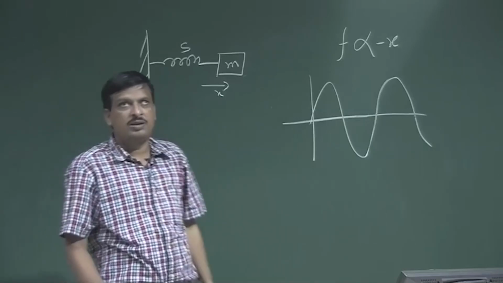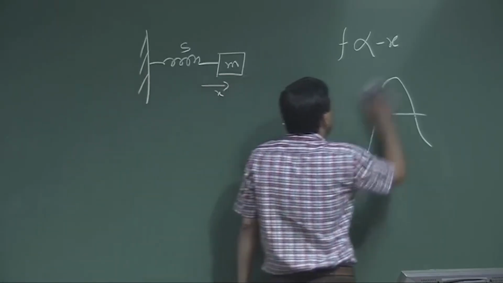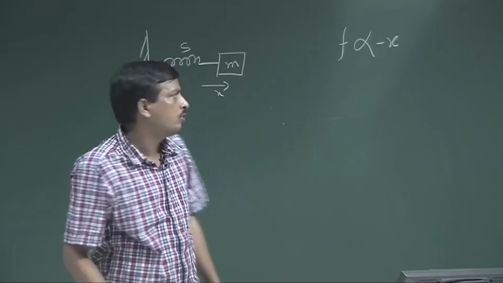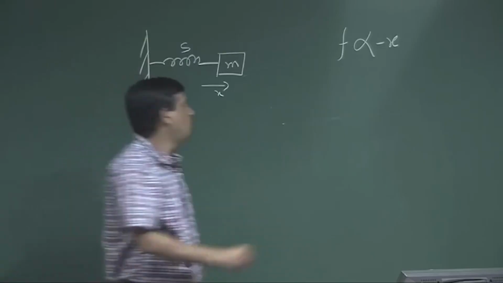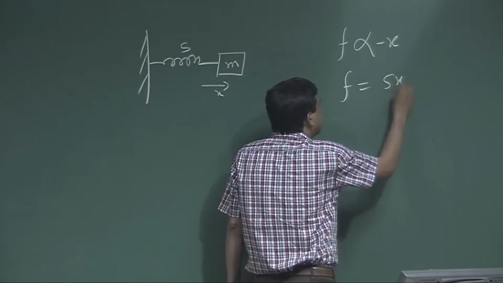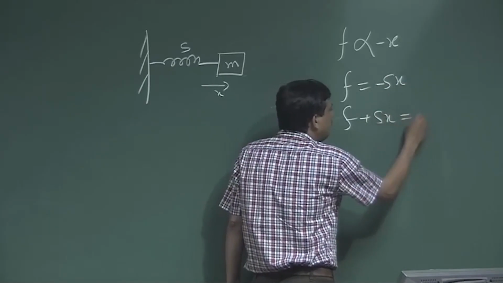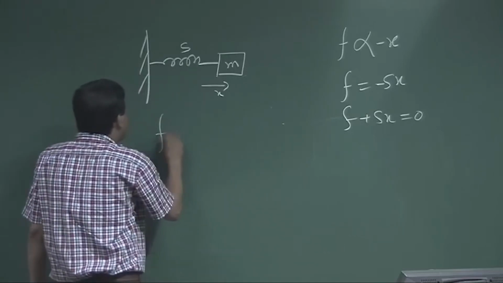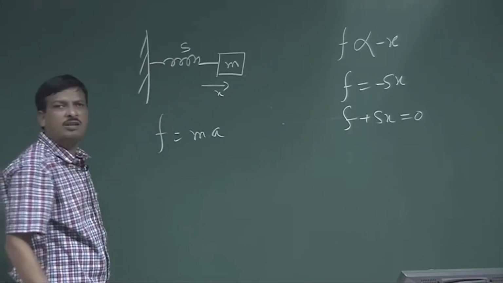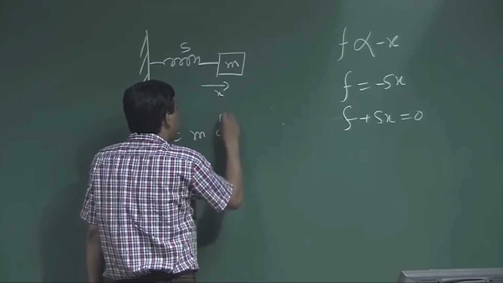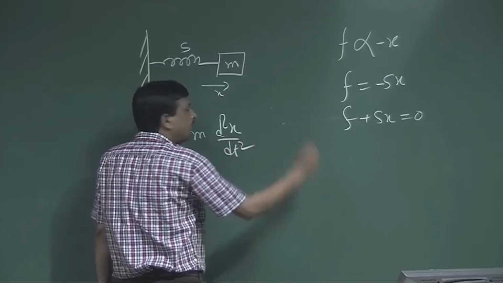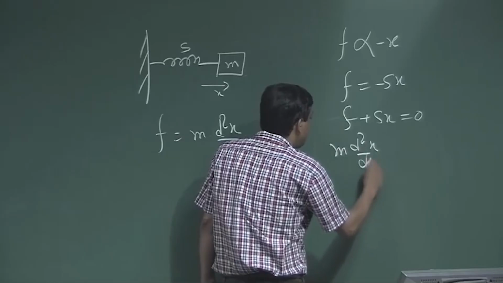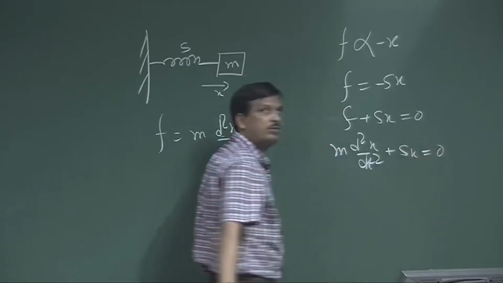As per Hooke's law, force is proportional to displacement and is in the opposite direction of the applied force. That is why F is proportional to minus x. So, F is equal to minus Sx, and F plus Sx should be 0. What is force? As per Newton's second law of motion, force is mass into acceleration. What is acceleration? If x is the displacement, acceleration is d2x by dt square. So, this equation becomes m d2x by dt square plus Sx is equal to 0.